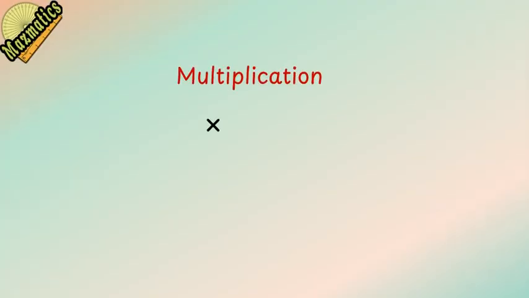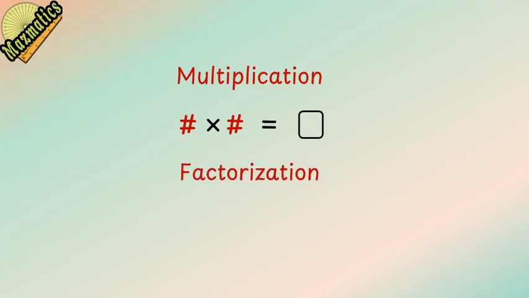In multiplication, you are given two or more numbers, but in factorization, you are given only one number. Why? Because factorization is like reverse multiplication, or you can think of it as unmultiplying a number. Let's understand this with an example.